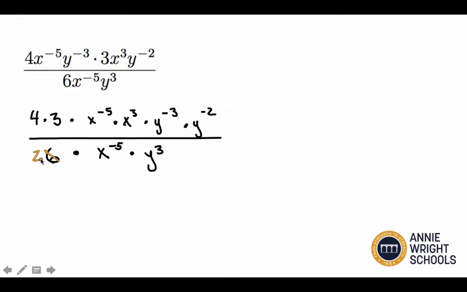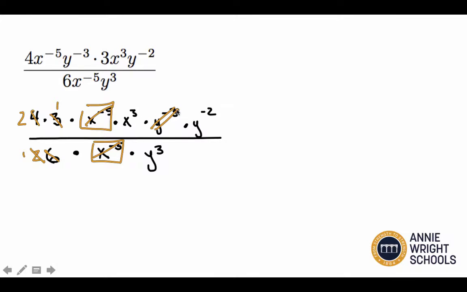6 goes into 3 with a 2 left over, so that 3 is now a 1, and there's no 3 down here. There's just a 2. 2 goes into 4 twice, so that is gone. It's just a 1. X to the negative fifth and x to the negative fifth are the same term, so I'm just going to cancel these out. That's all they do. I'm left with an x cubed in the numerator. Y to the negative 3 times y to the negative 2 would be y to the negative fifth in the numerator.